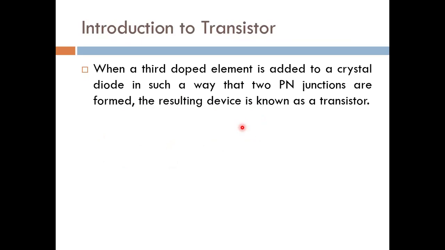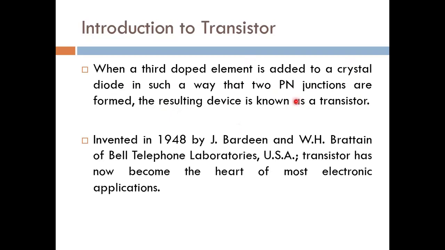Let's have a quick introduction. So we are already familiar with a diode. It's also called a crystal diode. So when a third doped element is added to that crystal diode in such a way that two p-n junctions are formed, the resultant device is called transistor. That means now there will be a third doped element added with a diode, so there will be three terminals. And it was invented by these scientists in 1948 in Bell Laboratories.